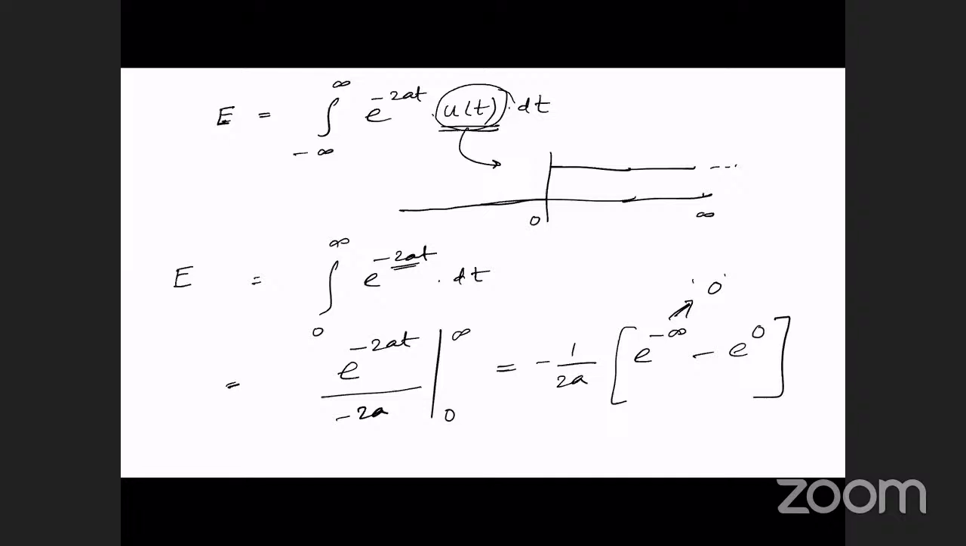But here there is a negative sign, see, so negative negative becomes positive. And finally we have energy equal to 1/2a, guys. And of course the unit is joules. I hope you understood, guys. So let me know, guys, if you're understanding this, how energy for e to the power -2at u of t is 1/2a. I hope you're understanding this, guys. If you're understanding, please let me know through the text.